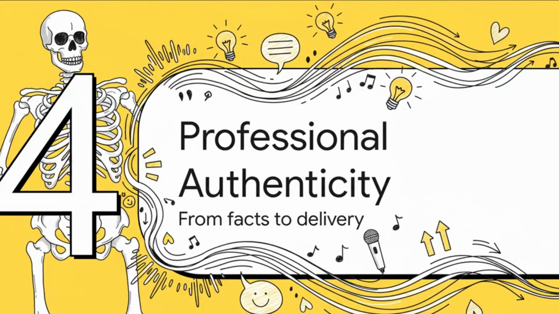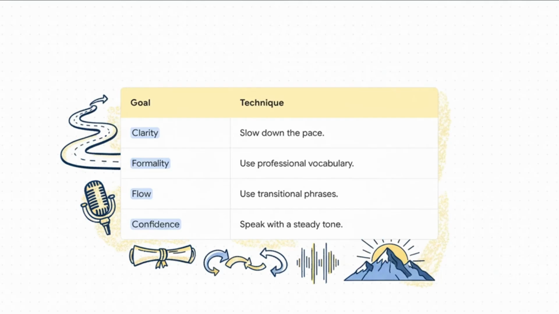Now, that structure we just talked about, that's the skeleton. It's absolutely essential, but it's not the whole picture. To really nail it, you need what we'll call professional authenticity. It's not just what you say, it's how you say it. That's what brings the whole thing to life and builds trust. And here's the crucial thing. These are all skills you can learn.